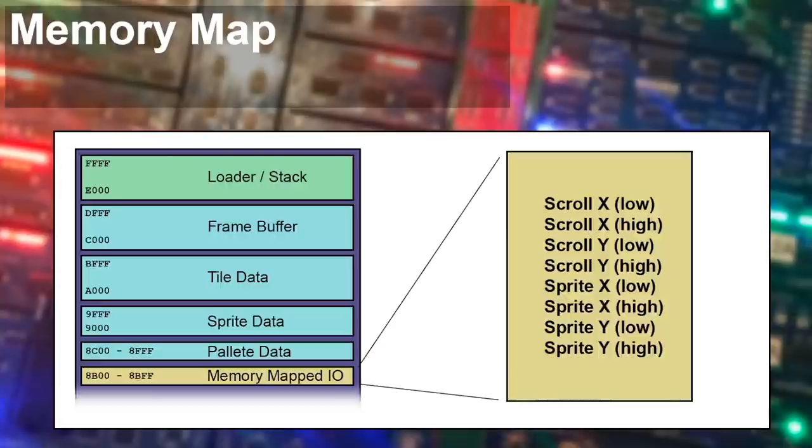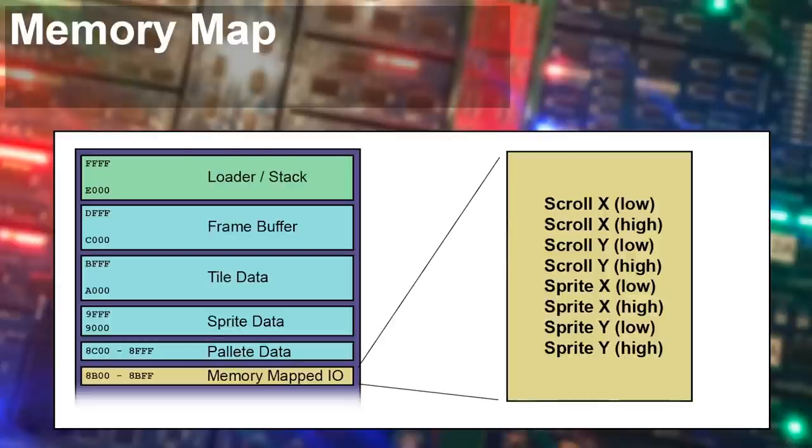So we're going to stick all of the VGA regions underneath that. So we've got the frame buffer, or what we also call the tile map. The tile data, that relates to a video and circuitry that hasn't been made yet. Same with sprite data and the palette data. And then we've got the region that we've reserved for memory mapped I/O. And for the VGA, we've got a total of 8 registers that I'd like to be able to set from the CPU.